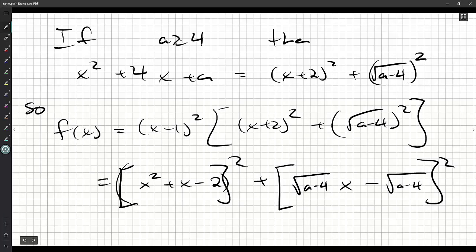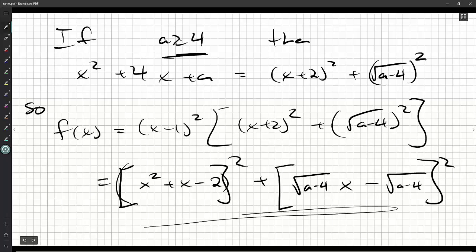So there we go. Not only have we figured out what values for a, f of x can be written as a sum of squares, but we actually finished off b by showing what the sum of squares would look like. And once again, we have two squares. Kind of interesting.